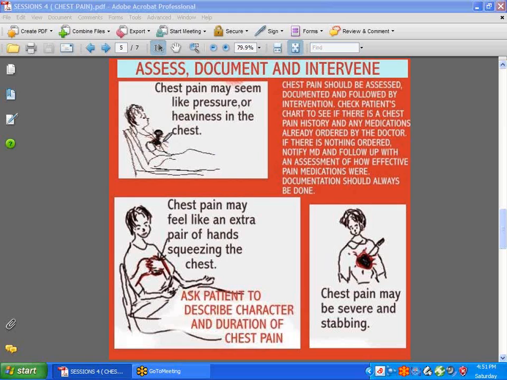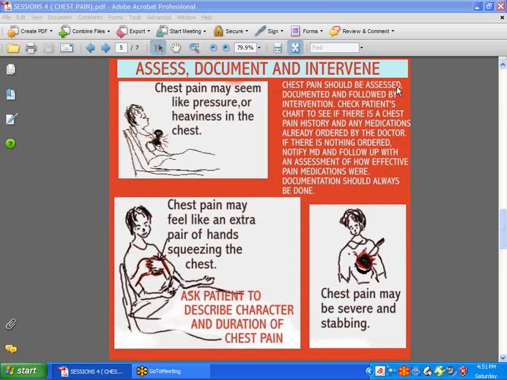Some patients will describe it as heavy pressure in the chest. Some may describe it as a squeezing feeling, like an extra pair of hands around the chest. Some may describe it as a stabbing or even as burning in the area of the diaphragm, which is close to where the heart lies on the diaphragm.